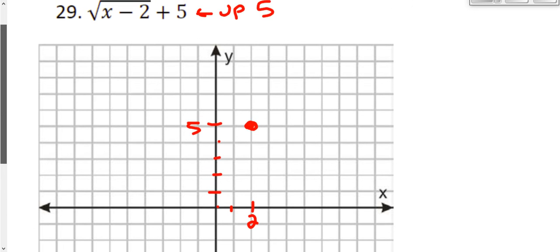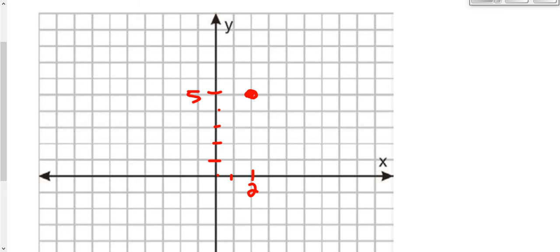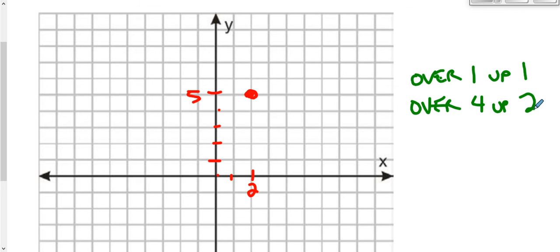Now all I have to do is draw the rest of my function, and I'm going to use my pattern to do that. My pattern is over 1, up 1, and over 4, up 2. And unless I have any stretching or compressing or reflecting, that won't change. So in this case, it's not going to change.